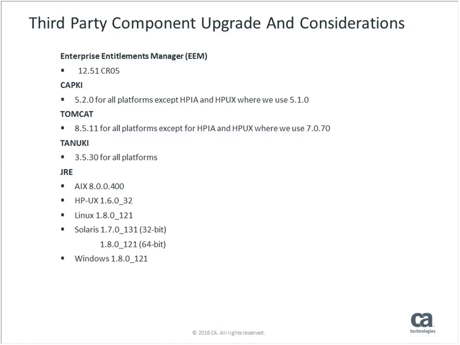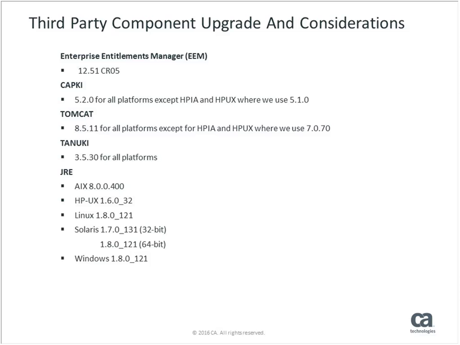Tanuki is updated to 3.5.30 for all platforms. So JRE on AX is 8.0.0.400 and on HPUX it is 1.6.0_32. So this is the older version compared to the other JREs. We are constrained by the support for PA risk. That's the reason we have the PA risk JRE version a little bit older compared to the other platforms.